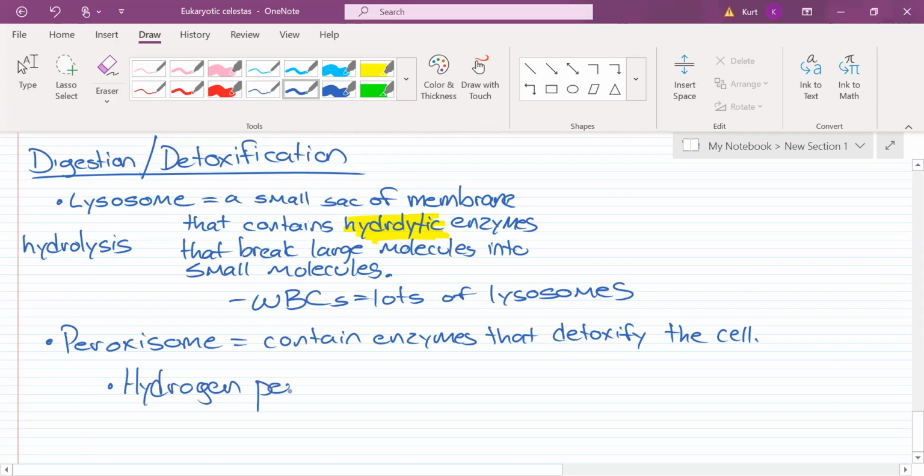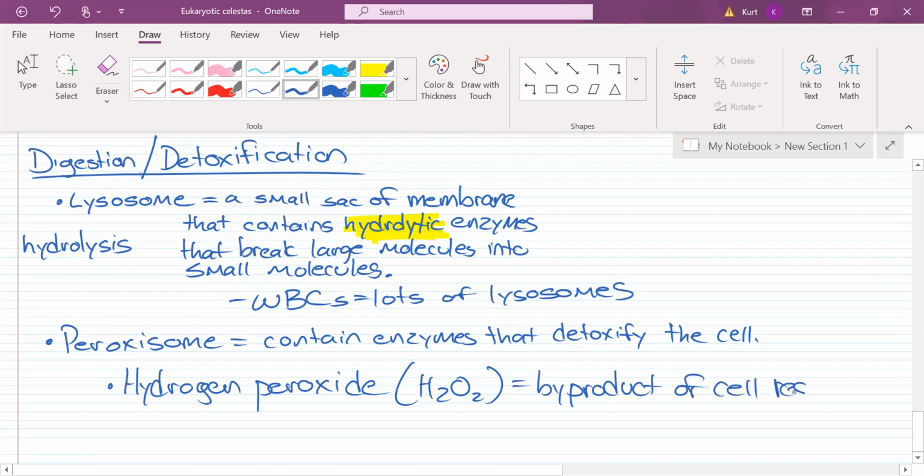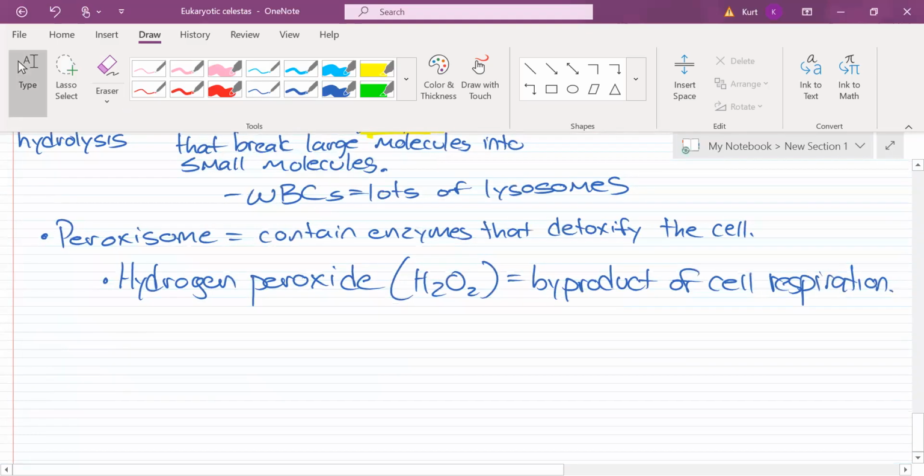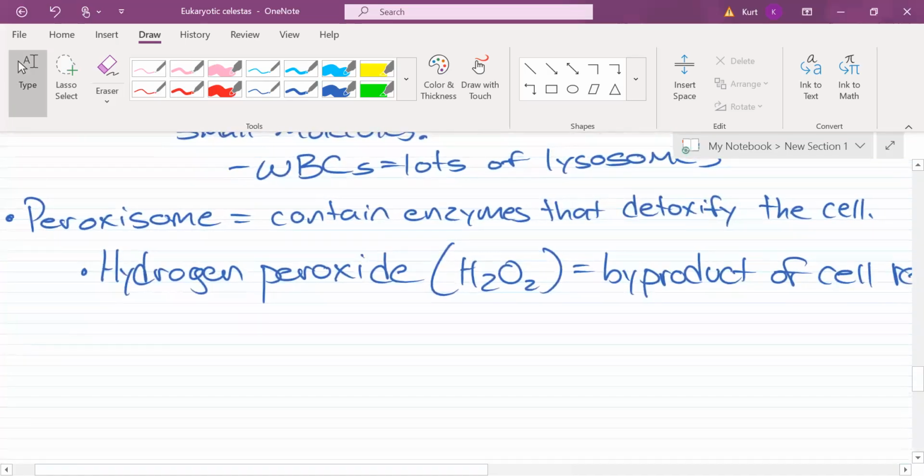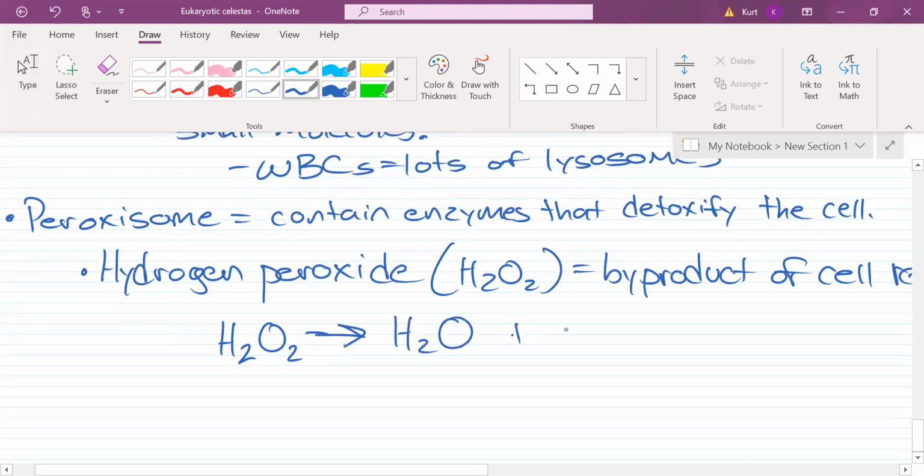Hydrogen peroxide is H2O2. It's a byproduct of cell respiration. Too much of it is very dangerous and potentially deadly to a cell. So you have these peroxisomes, which have enzymes that basically convert H2O2 into water and oxygen. Obviously this equation is unbalanced, but if I were to balance it, we could get the right ratios.